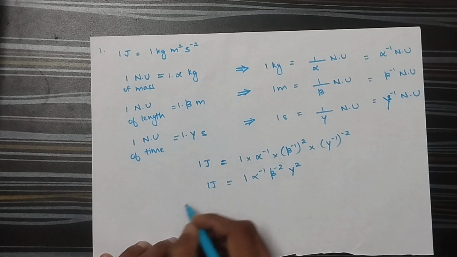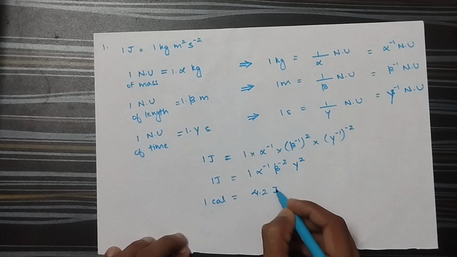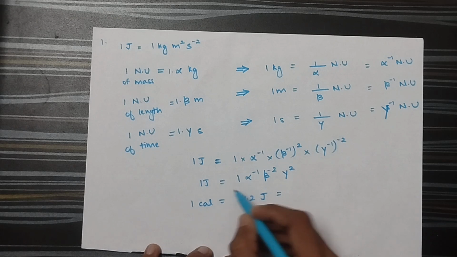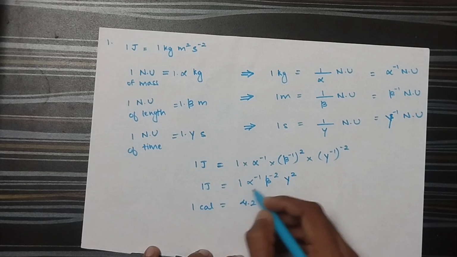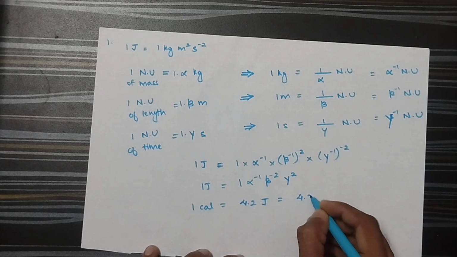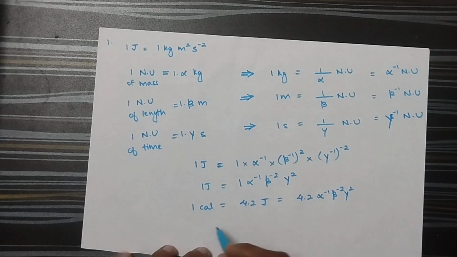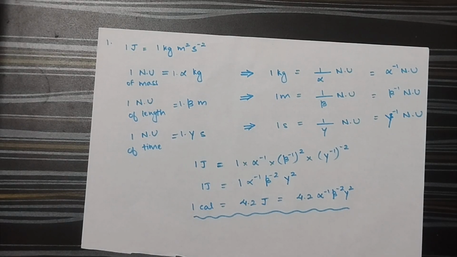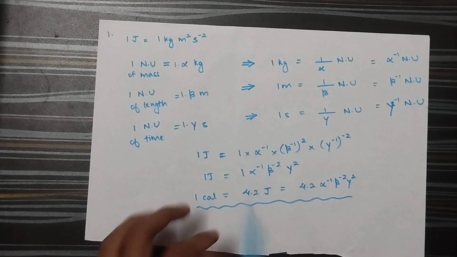We know 1 calorie is 4.2 joule, right? As per the question, 1 calorie is 4.2 joule. We know 1 joule is 1 alpha inverse beta raised to minus 2 gamma square. So what is 4.2 joule? You just multiply 4.2 on both sides, and we get 4.2 alpha inverse beta raised to minus 2 gamma square. So hence we proved 1 calorie is equal to 4.2 alpha inverse beta raised to minus 2 gamma square.